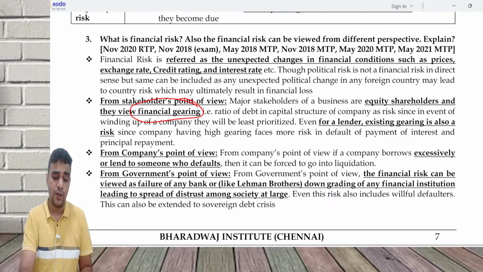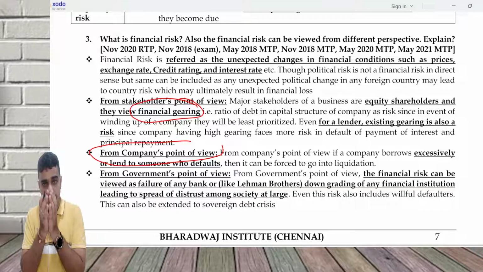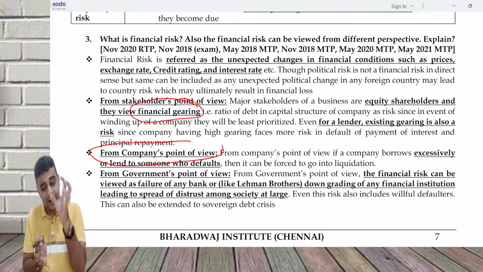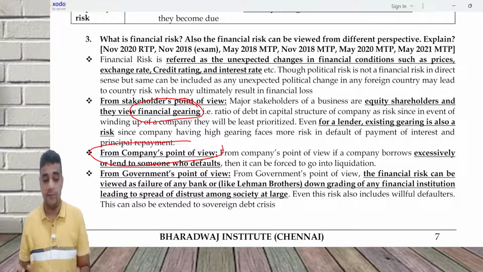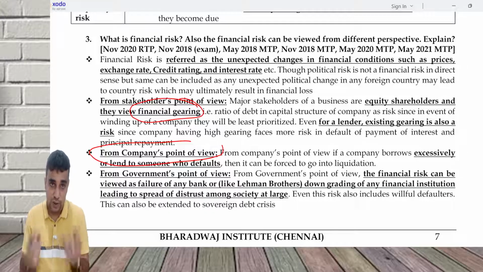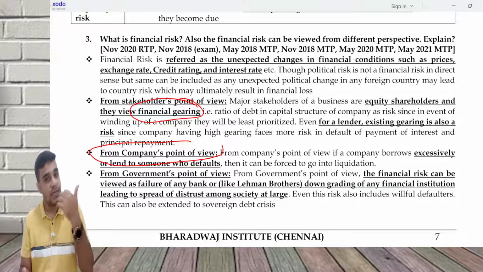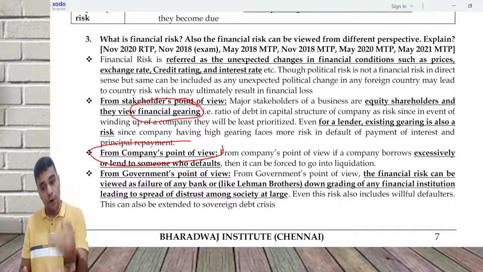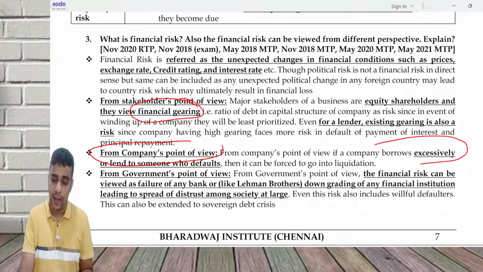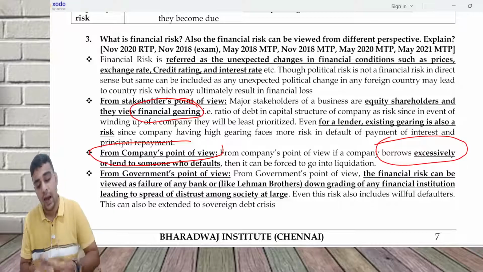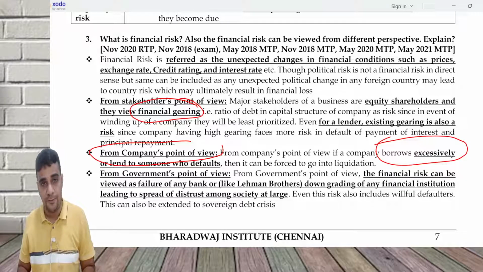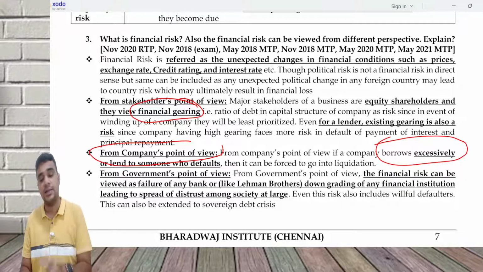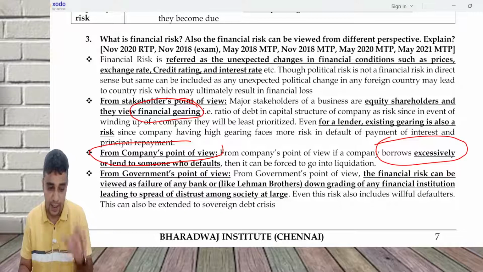What is the company's point of view? From my point of view, if I am giving money to someone who defaults, that can lead to problems. Or if I borrow an excessive amount, or lend to someone who is going to default, this can ultimately lead to my company going into liquidation.